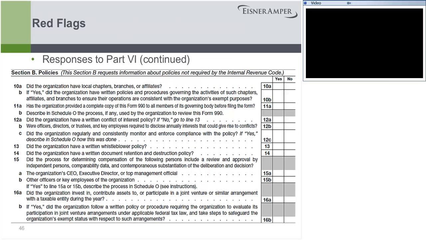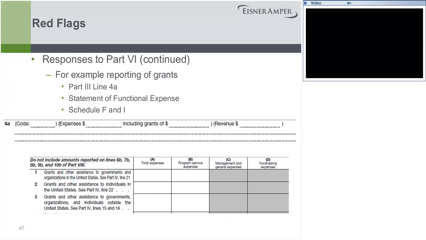In terms of the written conflict of interest policy, B, it says, are officers, directors, or trustees required to disclose annually? And then, does the organization regularly and consistently monitor and enforce compliance? Described in Schedule O. In terms of the compensation, again, 15B, where it says if you said yes to either 15A or 15B in terms of the process for determining reasonable compensation, go ahead and describe that in Schedule O. So these are the things that at a bare minimum you should be seeing in Schedule O.